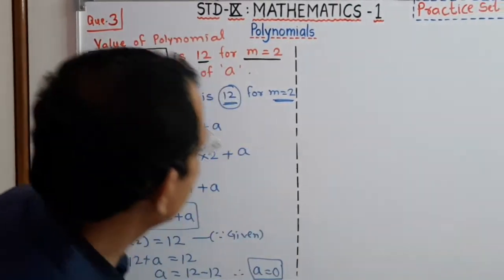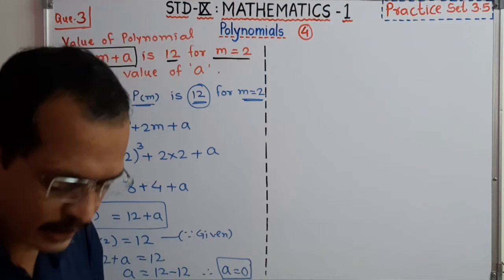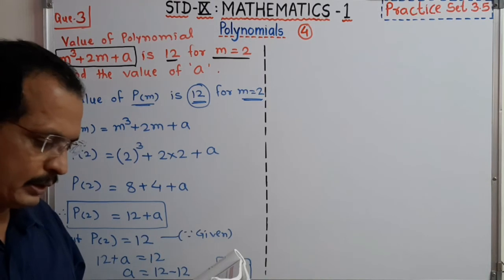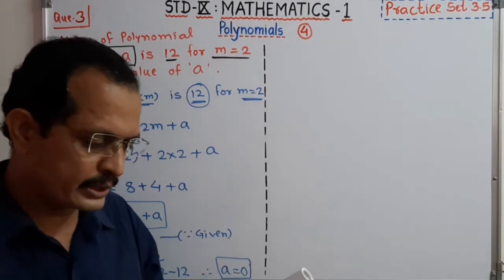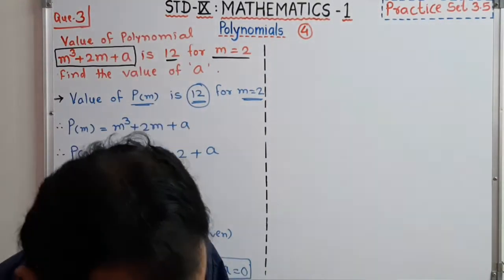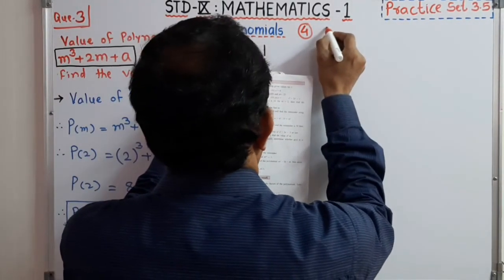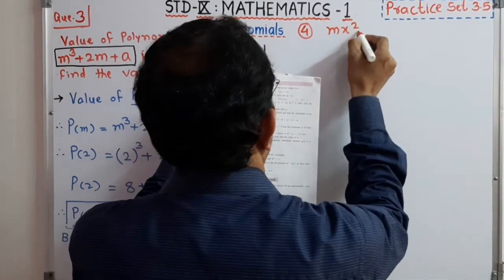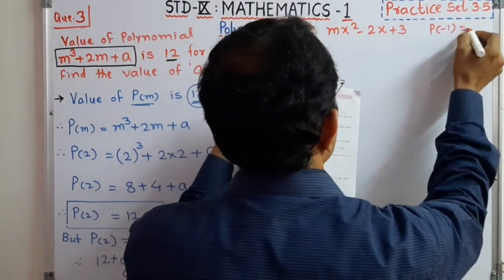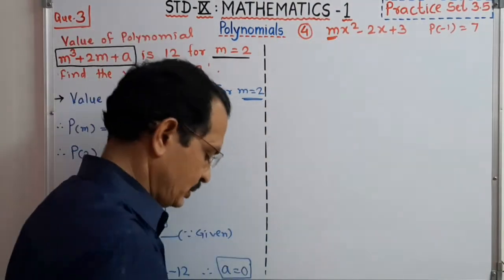Now see, we have to start with question number 4. Same question is there. What is that? Find m for the polynomial mx square minus 2x plus 3. If p(minus 1) is equal to 7, then find m. The polynomial is given. It is mx square minus 2x plus 3, and if p(minus 1) is equal to 7, then we have to find the value of this m.